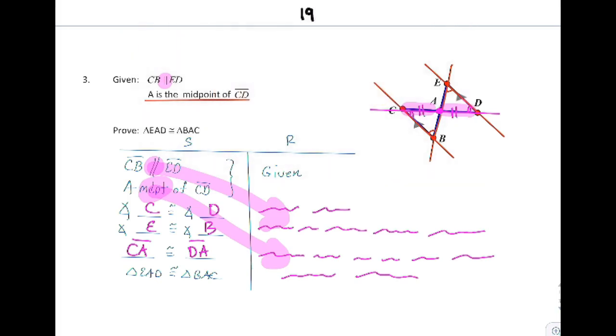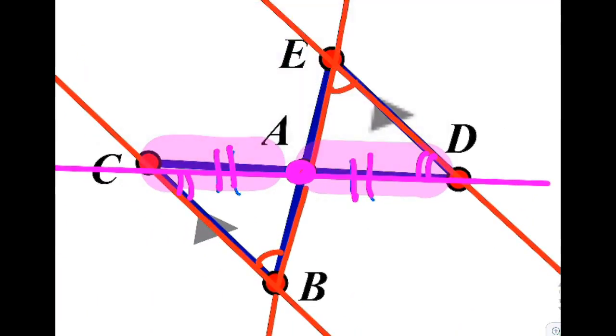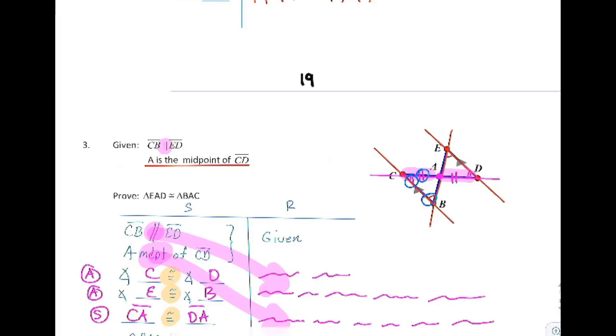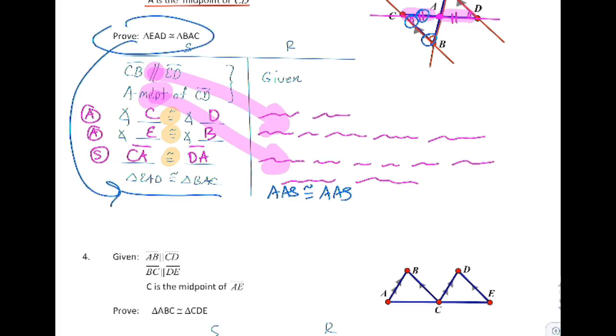There are my three congruences. 1, 2, 3. I had an angle, I had an angle, and I have a side. But what order? Let's check it out. Angle, angle, side. It happened to be in that order, angle, angle, side, but you always have to check your picture for that. So angle, angle, side is your reason for the proof statement at the end.